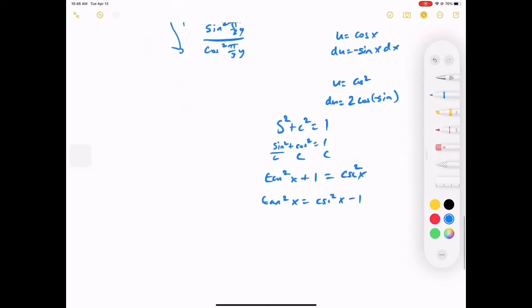If we rewrite tangent squared as secant squared minus 1, we can simplify this. Would this be enough? Someone put in the chat that I meant secant instead of cosecant. Thank you, you're right.